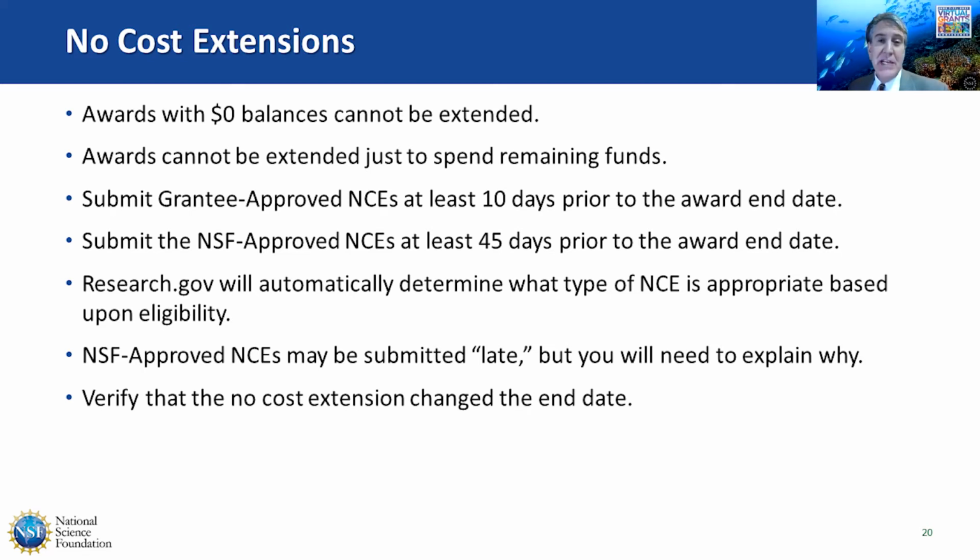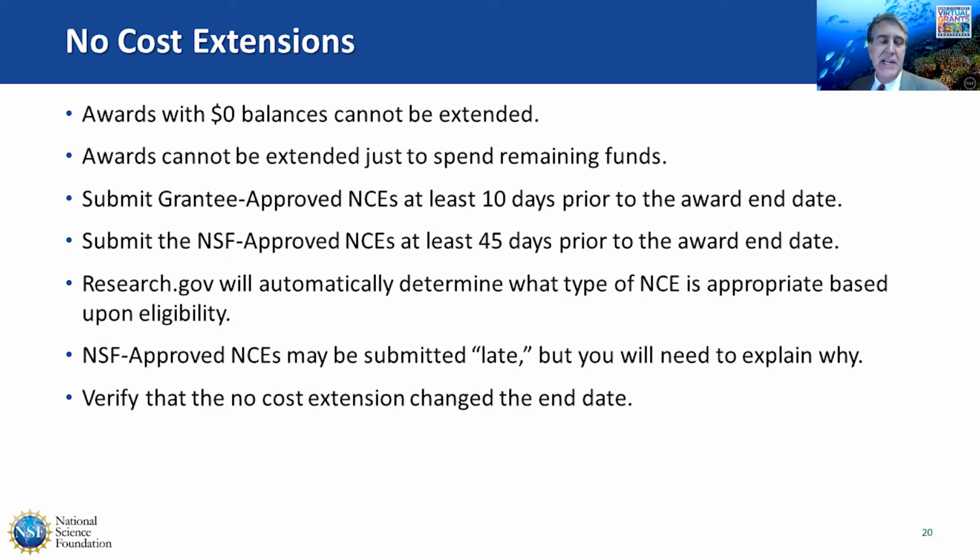Grantee approved no-cost extensions need to come in at least 10 days prior to the end date of the award. If you come in on the 8th day, you will not be able to submit that grantee approved no-cost extension. You're going to get an error message. And research.gov has actually been programmed so that it will automatically select what type of no-cost extension you're eligible for based upon our rules.